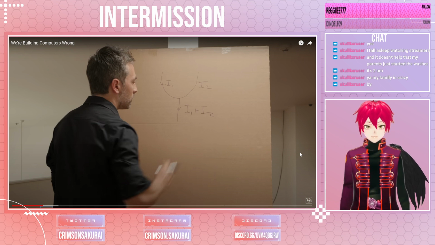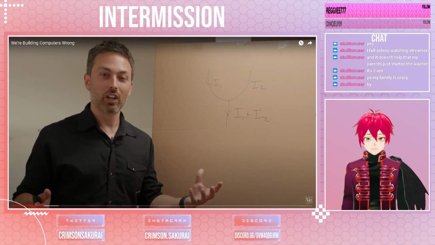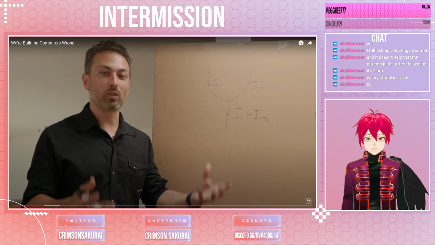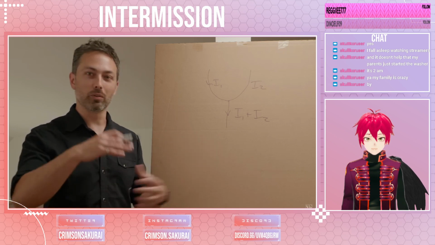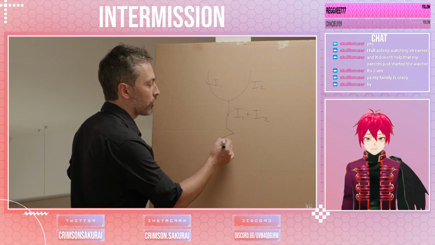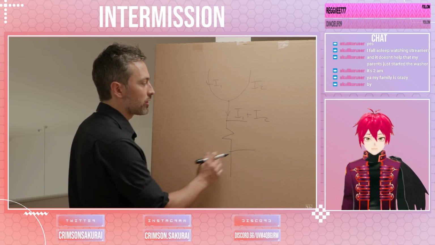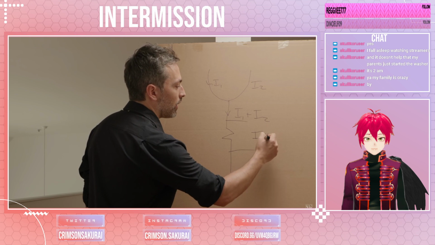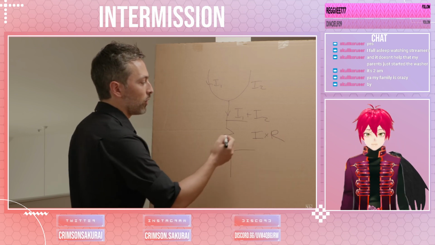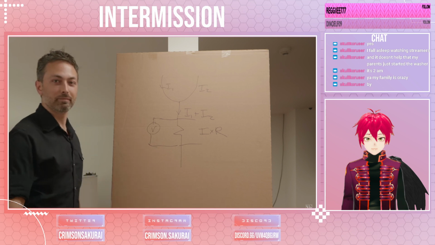With a digital computer, to multiply two numbers, you need on the order of 1,000 transistors, all switching zeros and ones. Whereas with an analog computer, you can pass a current through a resistor, and then the voltage across this resistor will be I times R. Which is effectively, you have multiplied two numbers together.